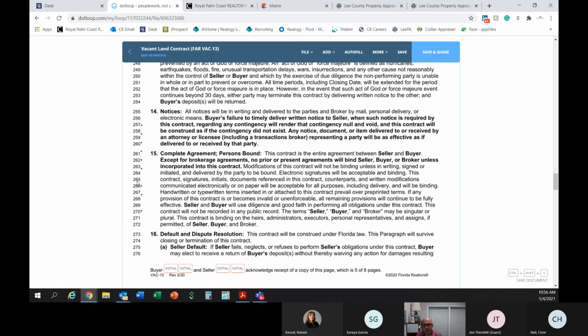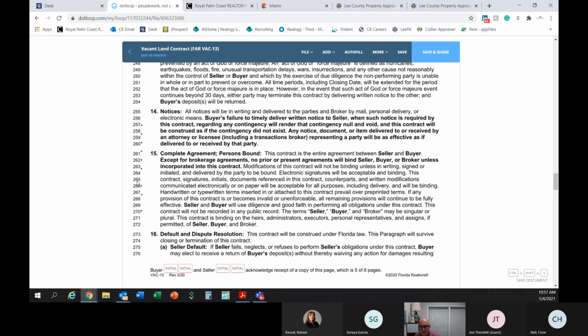Complete agreement. Persons bound. This contract is the entire agreement between seller and buyer. Except for brokerage agreements, no prior or present agreements will bind seller, buyer, or broker unless incorporated into this contract. Modifications of this contract will not be binding unless in writing, signed or initialed by or delivered by the party to be bound. Electronic signatures will be acceptable and binding. This contract, signatures, initials, documents referenced in this contract, counterparts, and written modifications communicated electronically or on paper will be acceptable for all purposes, including delivery, and will be binding. Handwritten or typewritten terms inserted or attached to this contract prevail over pre-printed terms.